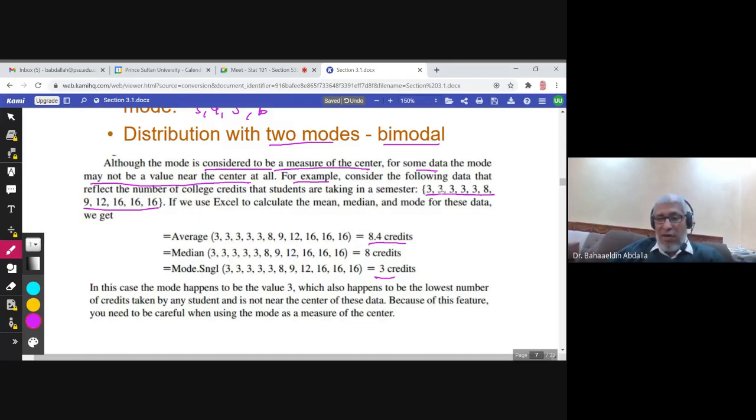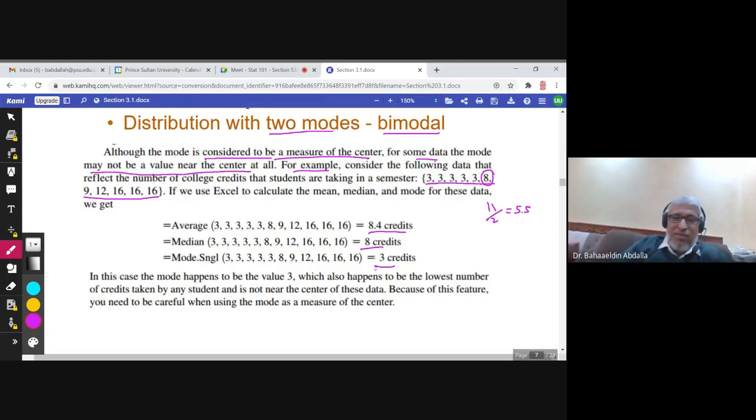If they are already arranged, and we have 11 numbers, then 11 divided by 2 is 5.5. So the value number 6, counting 1, 2, 3, 4, 5, 6, which is 8, is the median. And you will have 5 numbers to the right and 5 numbers to the left of 8. So the median is 8, the average is 8.4, which means the center is around 8, but 3 is not really the center. 3 is the smallest value in the data. Sometimes the mode is a very weak measure of the center.